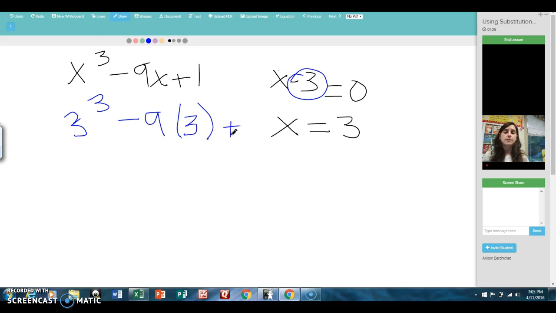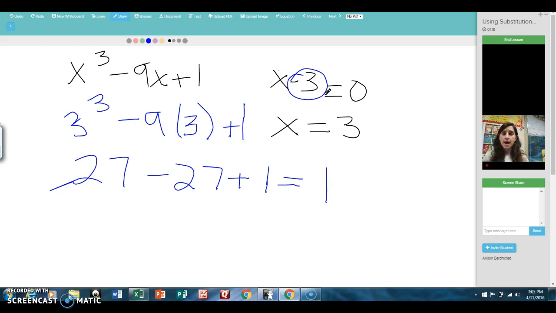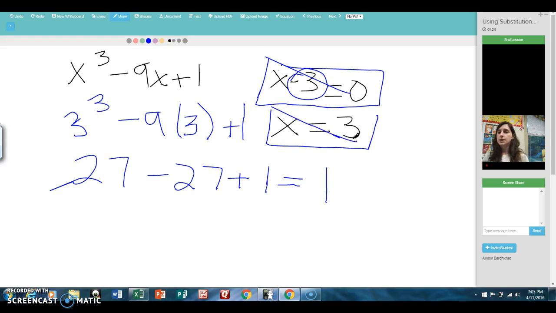If this is equal to 0, then what I started with is a factor, or this thing here is a root. So I've got 27 minus 27 plus 1. That is not equal to 0. So this thing is not a factor, and this guy is not a root. Let's try another example.